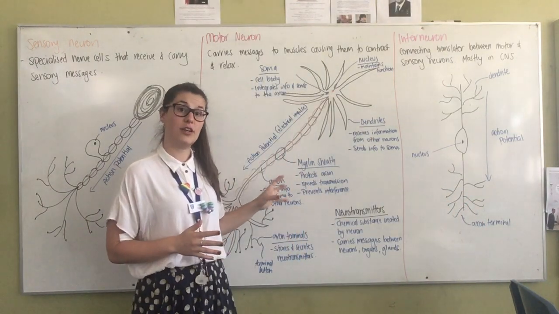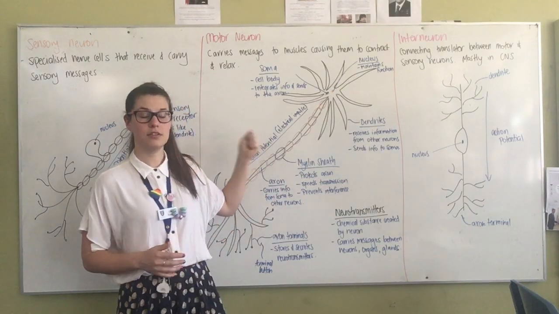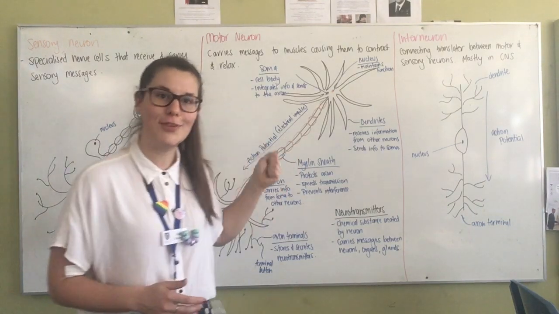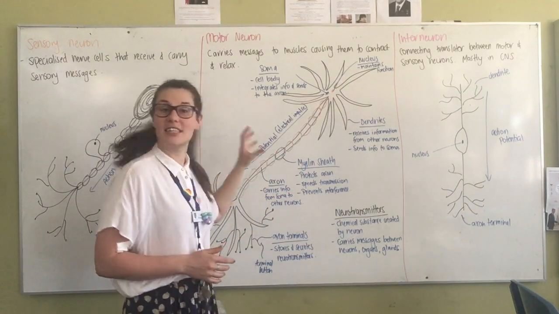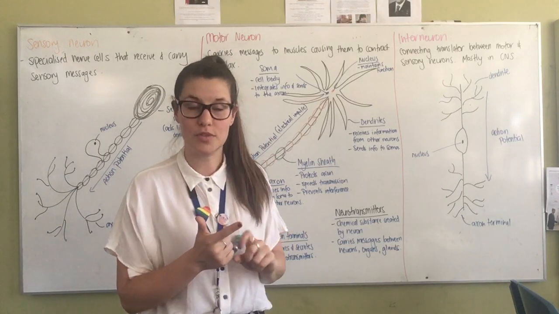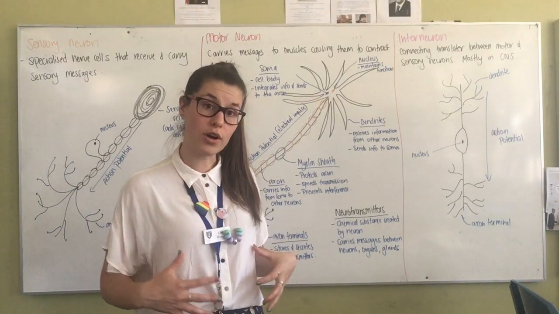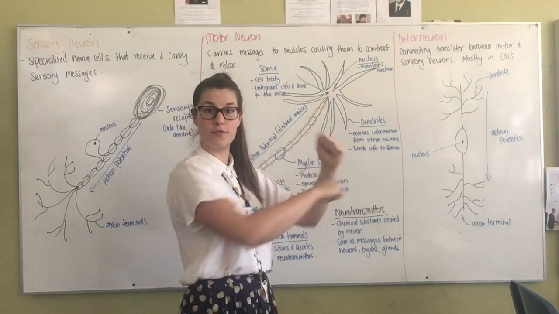Our second type of neuron is called our motor neuron. So our motor neuron is a specialized nerve cell that is responsible for communicating with the muscles, okay? So skeletal muscles and visceral muscles. So visceral muscles are those attached to organs, skeletal is the ones attached to our skeleton. So skeleton, what allows us to move.